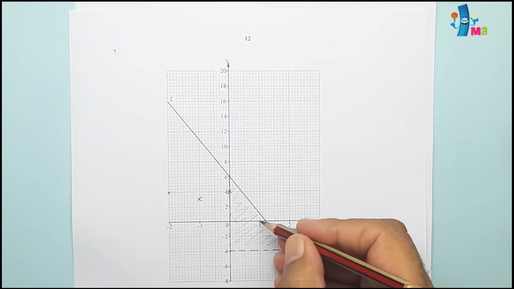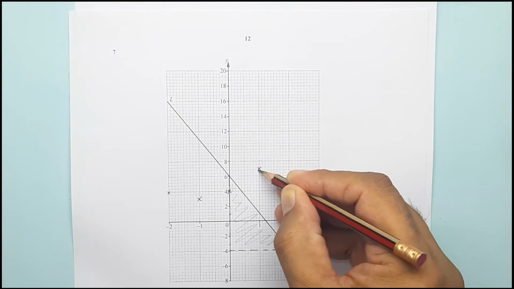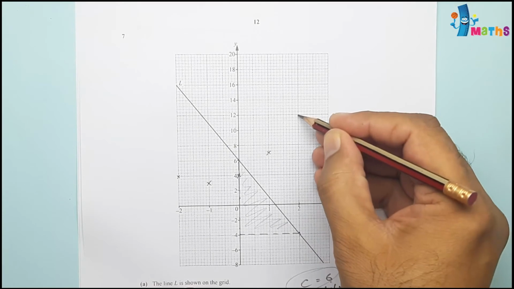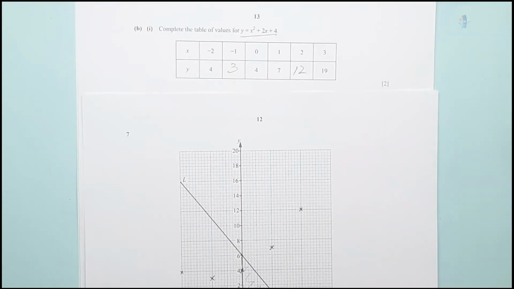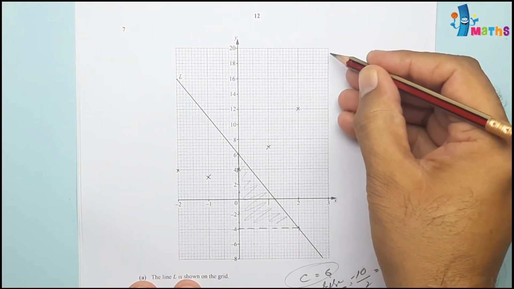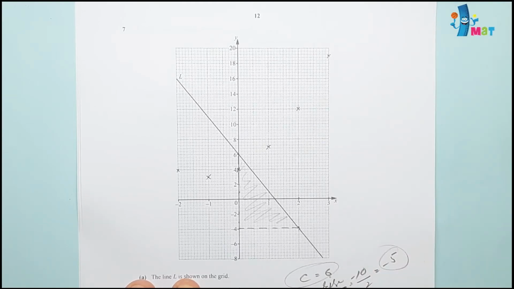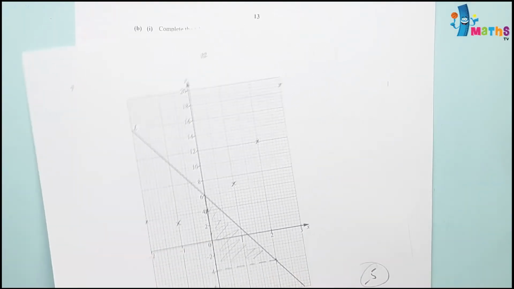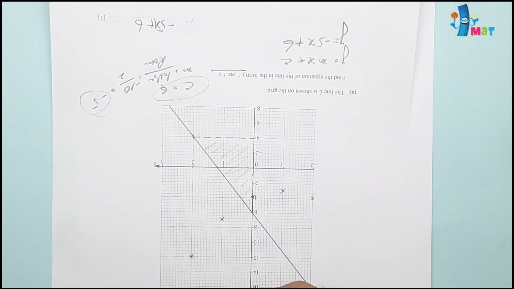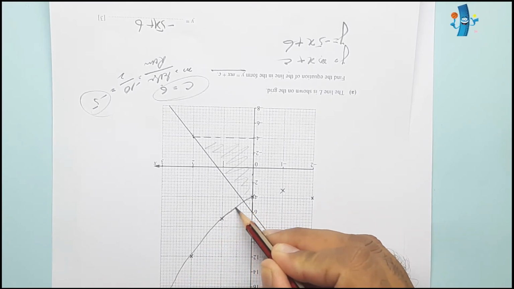Next is 1 and 7. 1 and 7 will be this point in between 6 and 8. And next is 2 and 12. So 2 and 12 will be this point. And 3 and 19. So this is 3 and this is 18, and 19 will be this point. We have to draw a smooth curve. Basically, I'll invert this and I will draw a smooth curve like this one.